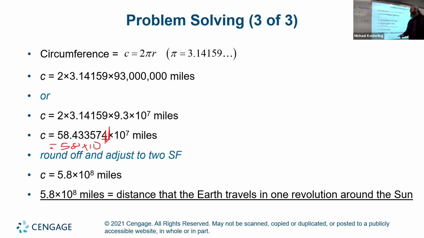So we round off to 58 times 10 to the 7, and then we move the decimal place 1 place to the left to put it in scientific notation. And we have 5.8 times 10 to the 8 miles, which is 580 million miles. And that's the distance the Earth travels in one revolution around the sun.